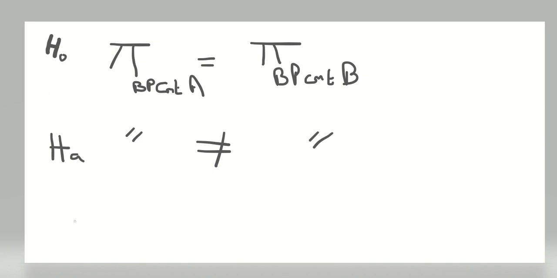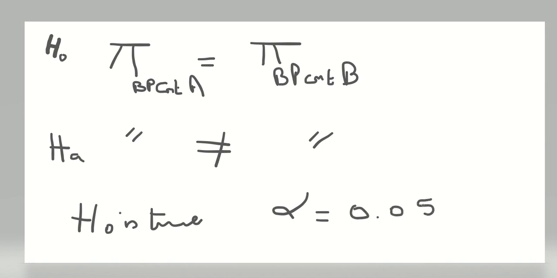Step number two, we're going to assume the null is true. This is an assumption that we make every time. And we're going to set alpha equal to 5%. Okay. All right. So far, everything is fine.